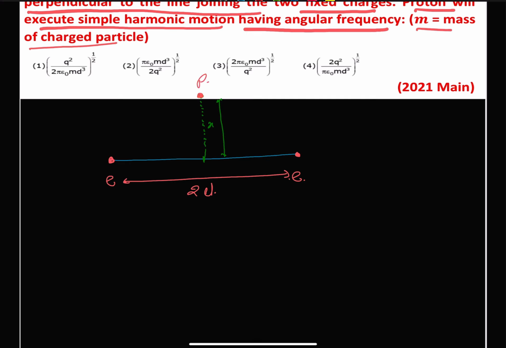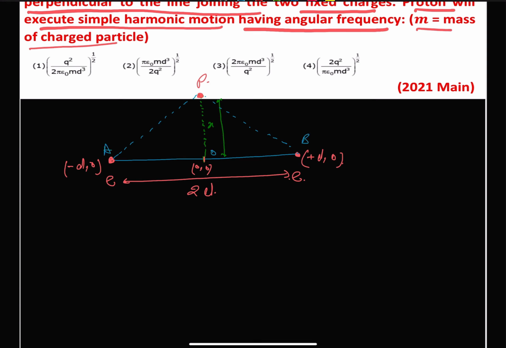And we can assume that the initial position of the proton is the origin. Coordinates will be 0, 0. So on the left side we are going to have minus d, 0, and on the right side plus d, 0. So we can just join this point P to the other ends, and let us call these A, B, and the origin O.